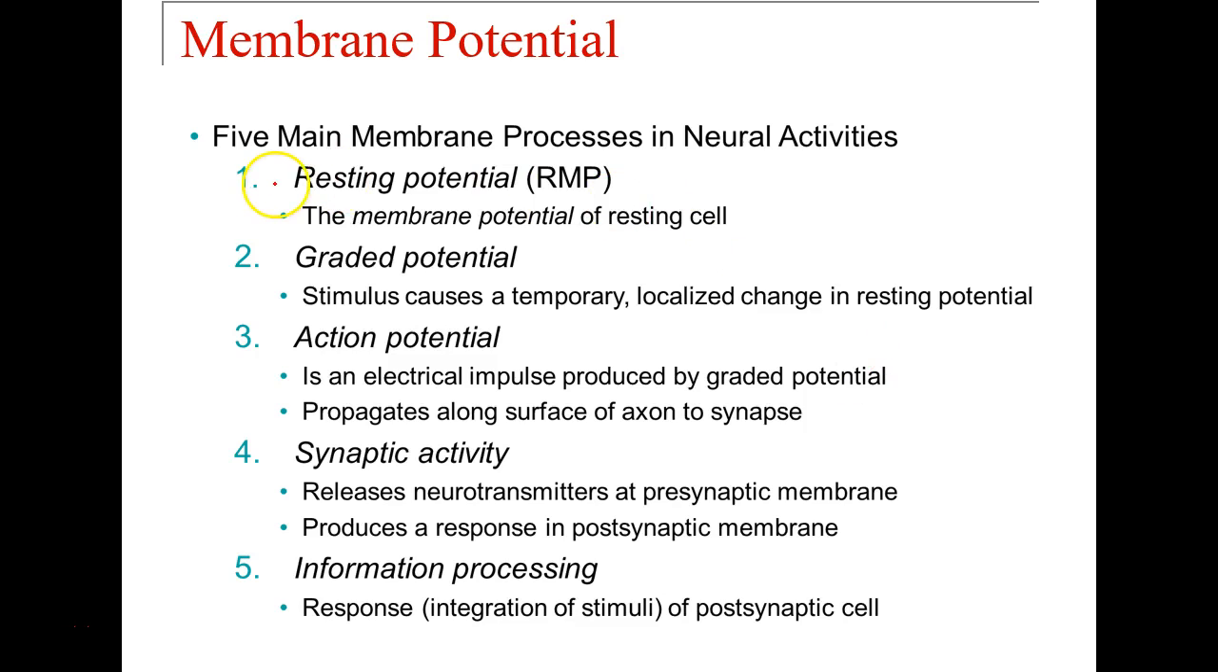So here are some definitions, if you will. Resting membrane potential. So the potential of a resting cell. So nothing is happening in that neuron. Graded potential, a stimulus that will cause temporary and localized change in that resting potential. Action potential, stimulus that will cause an electrical impulse produced by some graded potentials that add up and create enough change for an action potential.